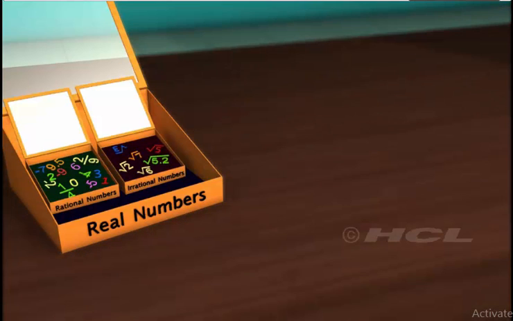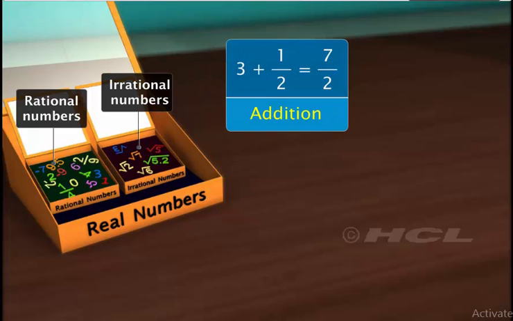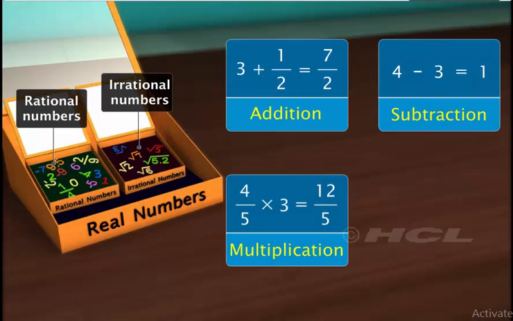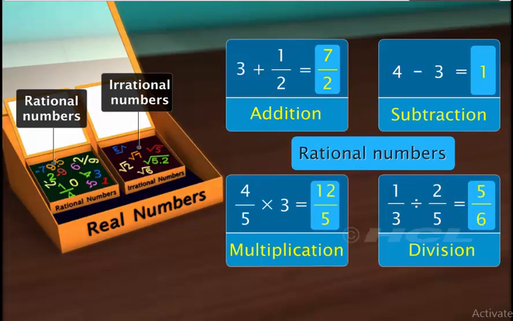We know that real numbers consist of both rational and irrational numbers. We have learned how to add, subtract, multiply, and divide rational numbers. Adding, subtracting, multiplying, or dividing two rational numbers always gives a rational number.